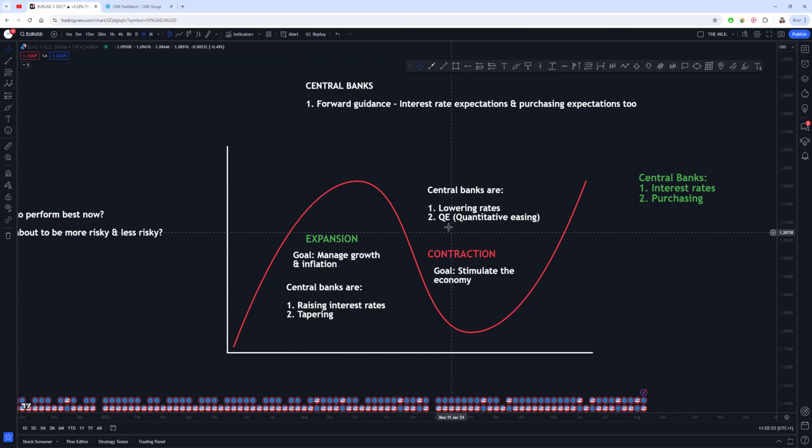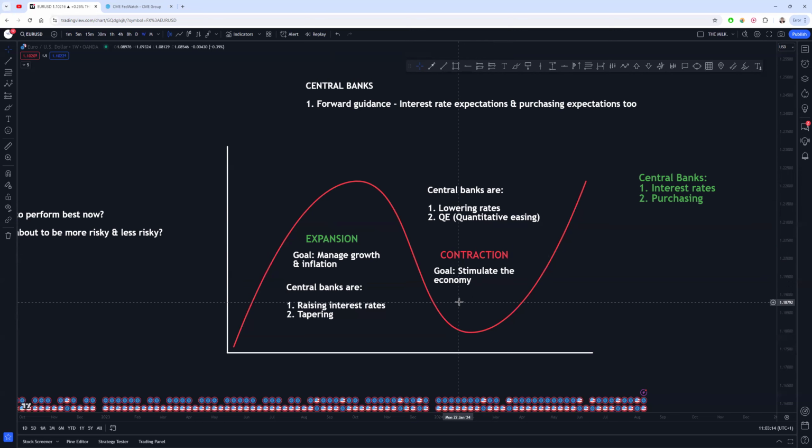Now, during this phase, the signals are going to be lowering interest rates and quantitative easing, or QE. This is, again, as I said, basically printing money, where they buy up normally government bonds, treasuries in the US and stuff like this. Because the goal during a contraction phase is to stimulate the economy, because things are shrinking.